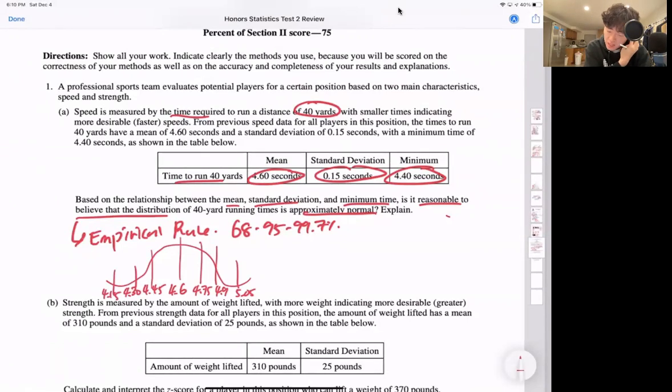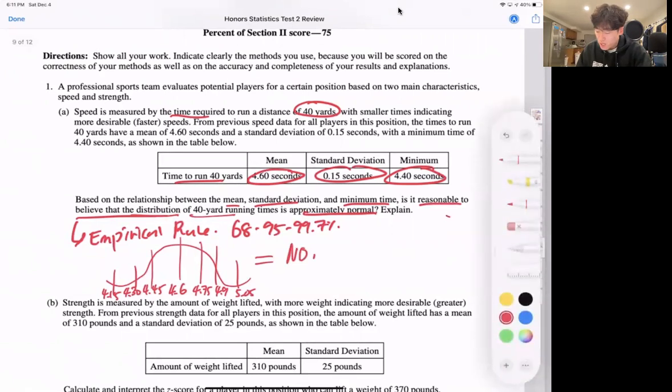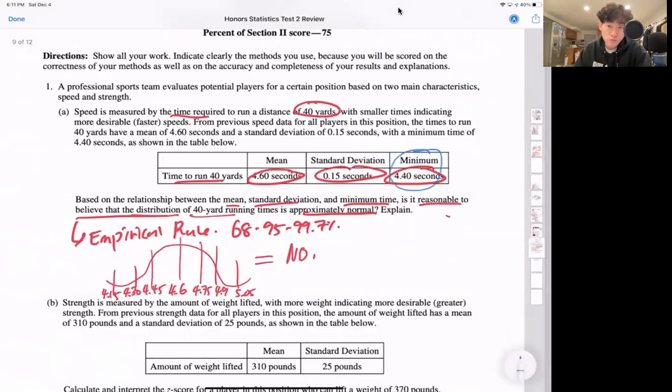All right, so based on the relationship between the mean, standard deviation, and minimum time, is it reasonable to believe that the distribution of 40-yard times is approximately normal? The answer to this, I believe I said it was no. And here's the reason why. If they said the minimum is 4.40, that makes no sense, because the minimum value that contains about 99.7%, almost 100% of the data, should go as low as about 4.15 seconds based on the mean and the standard deviations.